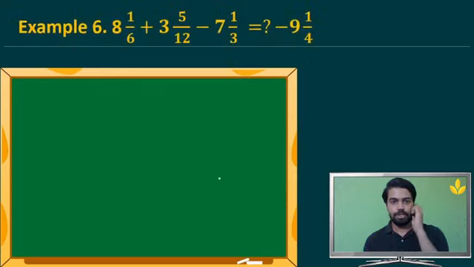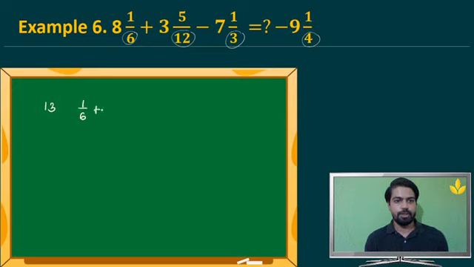Let's talk about this number now. So this is going to be the last example in fractions. So we have all the denominators 6, 12, 3 and 4, right? So let us bring this minus 9 1 by 4 to the right side. So what I get is, and I'm going to add the whole numbers as well. So 8 plus 3 is 11, 11 plus 9 is 20, and as it's coming from the right to the left side, it's going to be plus 9, 20 minus 7 is 13. That is my whole number. Okay, let's keep it as it is.